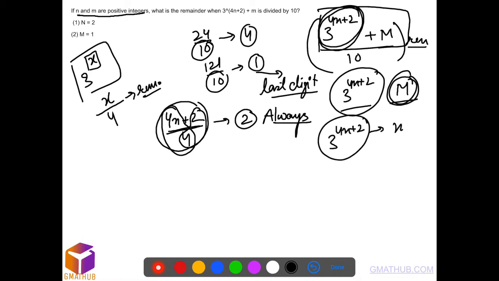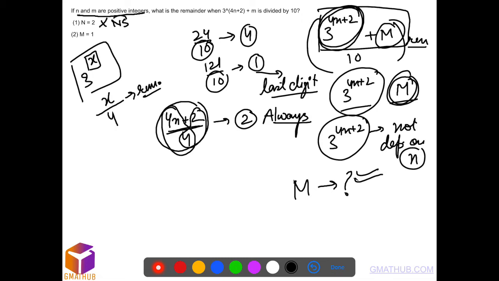It's not dependent on the value of n. N can be anything. So last digit would be fixed. Okay. So what it depends on is simply the value of m. That's what I need. First statement, not sufficient. I don't need value of n. Second statement, a value of m. That's what I need. So B is your answer. That is sufficient.